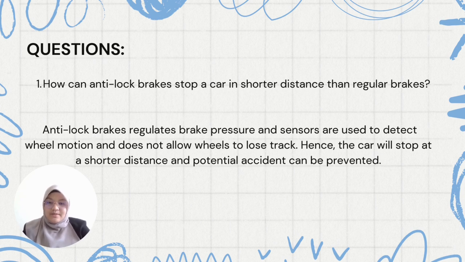My name is Ain Zulaika bint Aidin, student ID 2024236834. So I'm going to do the questions part. So number one, how can anti-lock brakes stop a car in shorter distance than regular brakes? Anti-lock brakes regulate brake pressure and sensors are used to detect wheel motion and do not allow wheels to lose track. Hence, the car will stop at a shorter distance and potential accidents can be prevented.